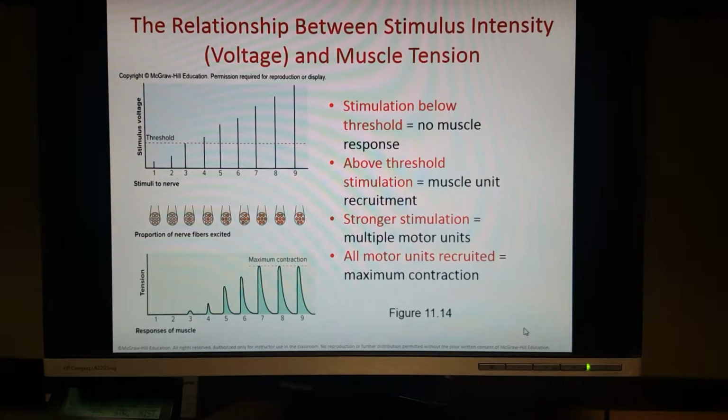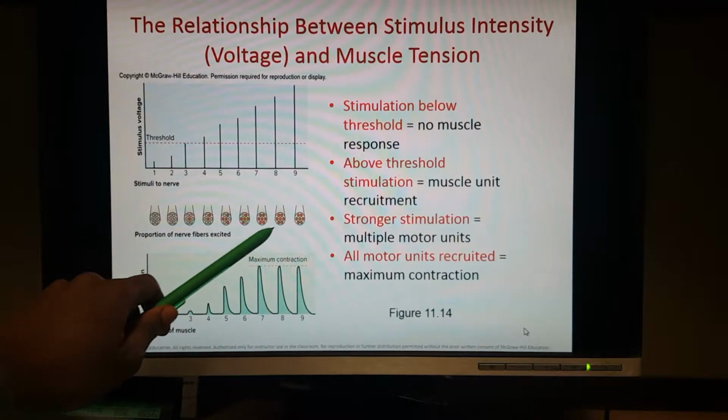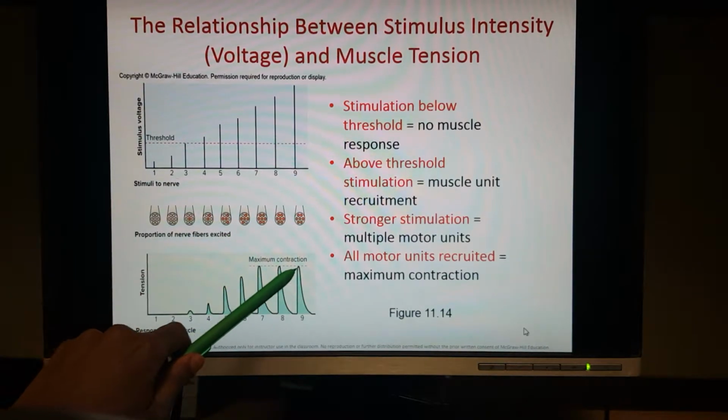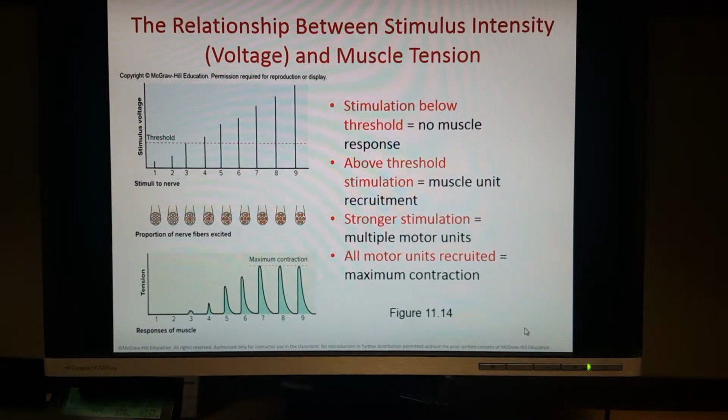So you're not going to get a stronger contraction by giving someone increased voltage. Increasing your voltage helps to recruit more motor units, giving you a stronger stimulus. Due to a stronger stimulus, you increase the level of recruitment of your multiple motor units. Once all of your motor units are recruited, you're at maximum contraction. So no matter how much more you increase your stimulation, you're still not going to have a stronger contraction.